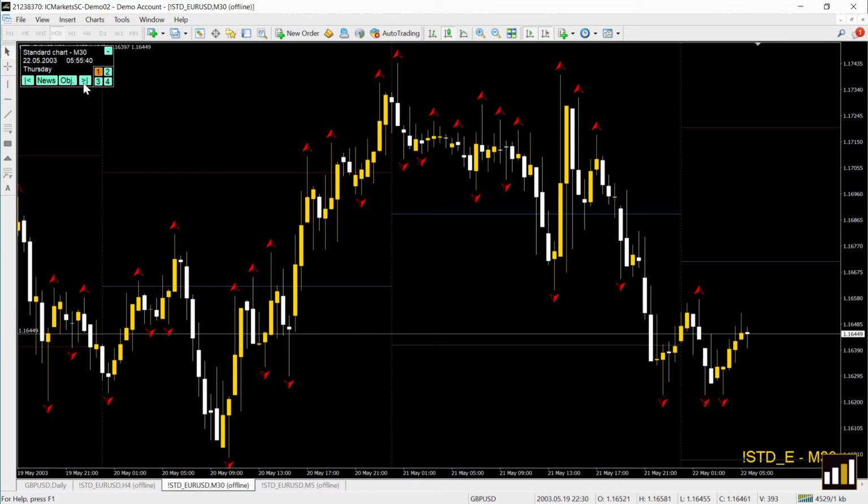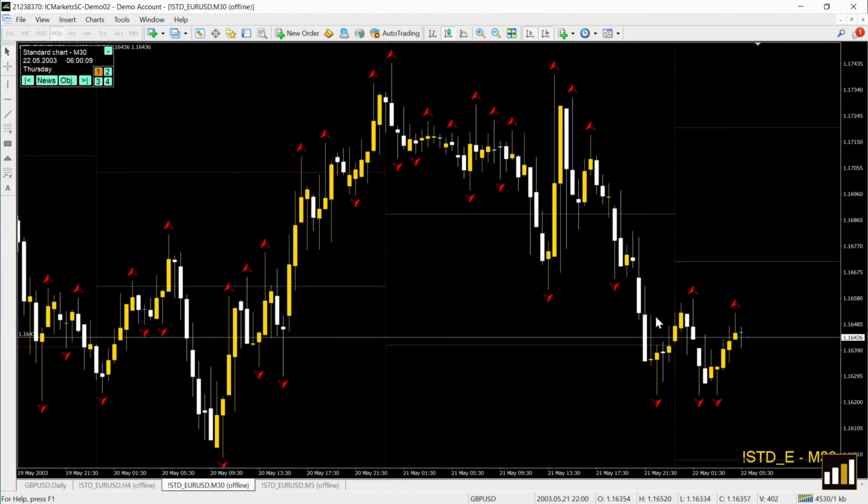So let us move the candles a bit here. We're forming another fractal here because we've got two lower highs and a high. So we need two of these to ensure that this fractal stays there.